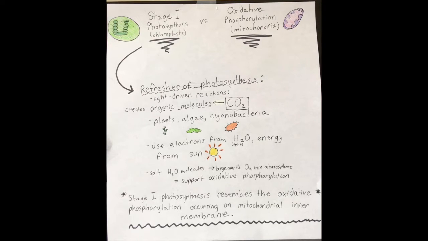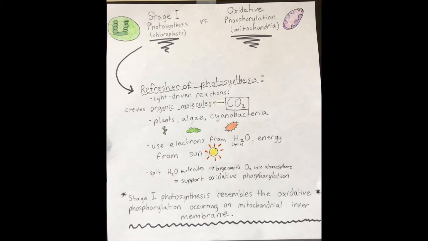Hey guys, so today we're going to be outlining the events that take place during stage 1 of photosynthesis and then compare this process to the oxidative phosphorylation that occurs in mitochondria. Stage 1 is the part of photosynthesis that most resembles the oxidative phosphorylation process.